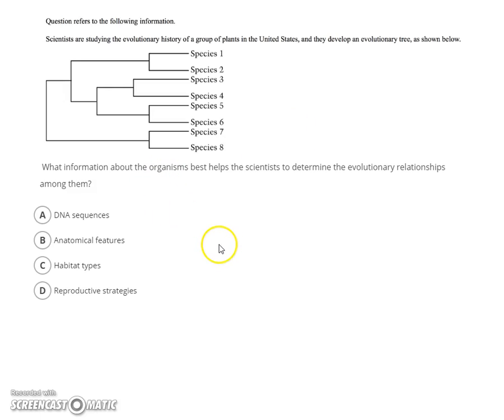Alright, this question is fairly straightforward. We have a cladogram. All I want to know is what information about the organisms in this cladogram will best help scientists determine the evolutionary relationships among them. There are lots of nice ways to do it. Their anatomy, their habitat types, maybe. Their reproductive strategies, maybe. But the best one, by far, is to look at their DNA sequences. The more similar the DNA, the more closely they should be related to each other. So that's the best answer here. So DNA sequences, letter A.